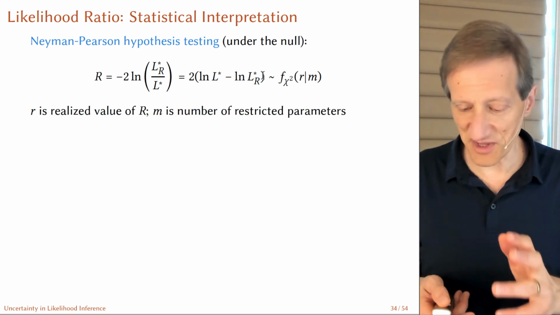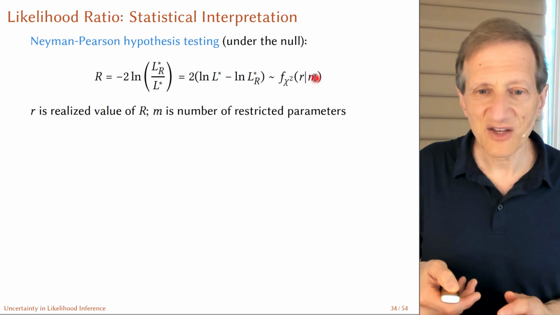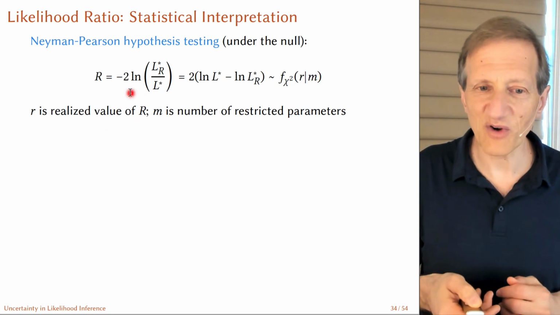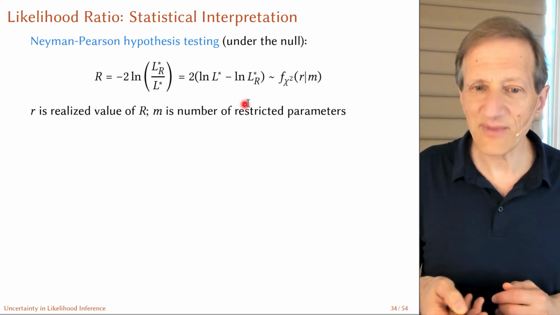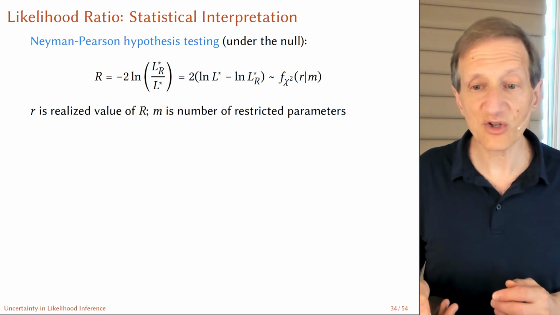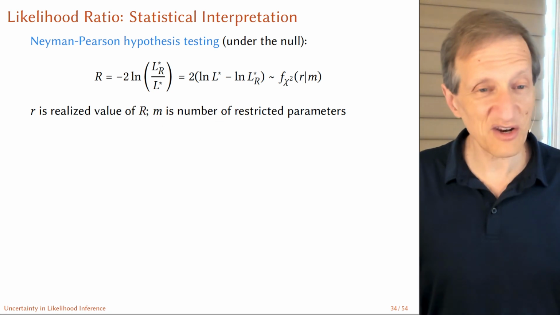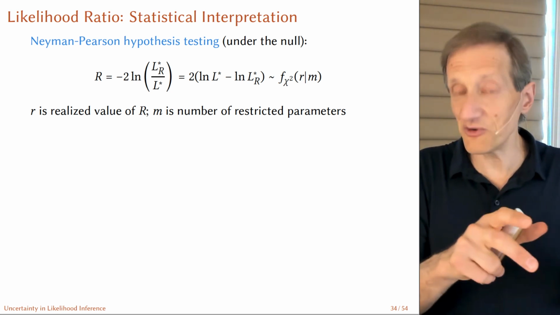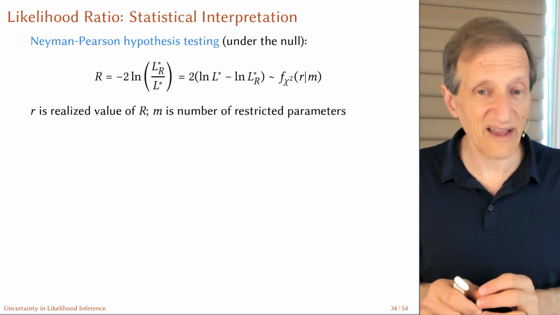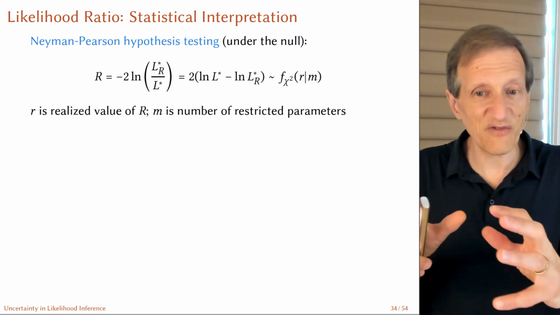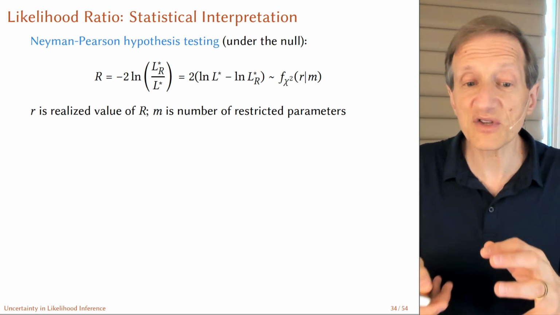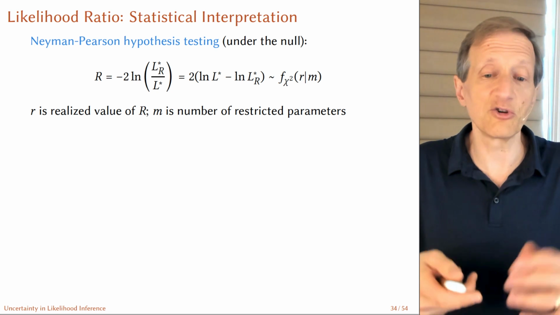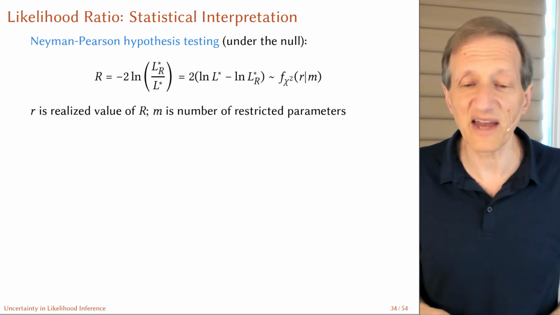So let's think about what the different parts of this thing are. So R is the realized value of the big R. M is the number of restricted parameters. So you can think of it as if you're running a regression, you set 5 of the 10 variables equal to 0. And you would normally do an F test. You can run a likelihood ratio, setting those 5 parameters. Those are 5 restrictions. So M then is your restriction. M is 5 in that case.